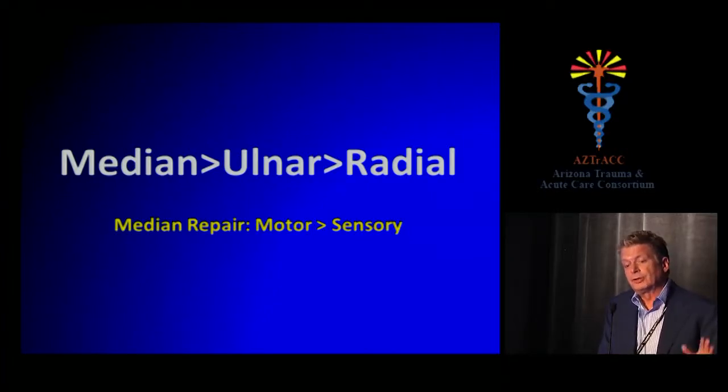I certainly know that there's good evidence from Dillon and McKinnon that for the median and ulnar nerve at the wrist, the ulnar gets better sensory and less motor, the median gets more motor and worse sensory.